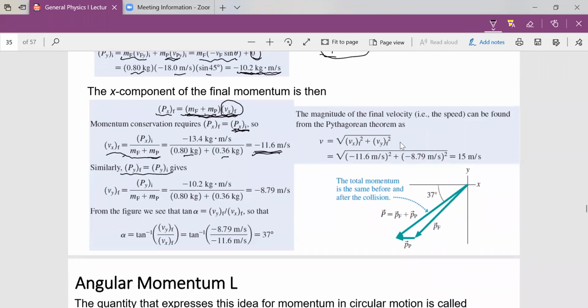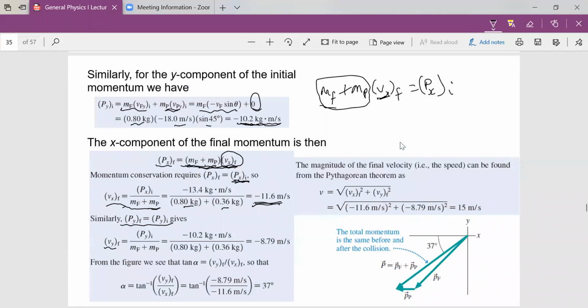So in the same way we applied the first case, for the Y component, the final is equal to the initial, and we also have the final being the sum of the masses and the velocity in the Y direction.